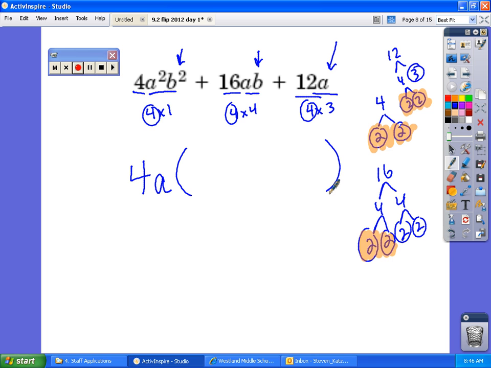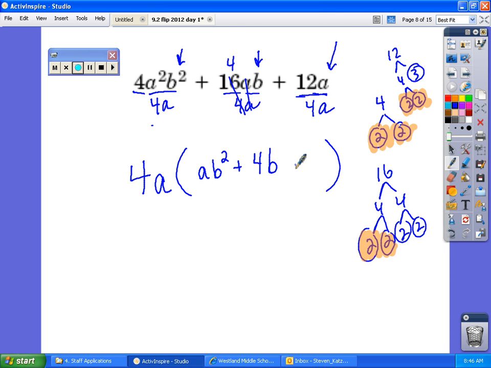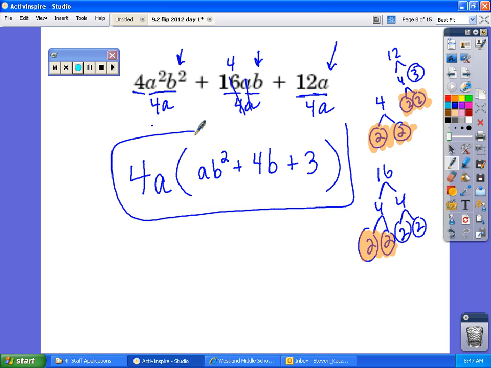Now, again, to find out what's left, I'm essentially dividing each of them by 4a. And when I divide each of them by 4a, for the first term, I'm left with ab squared. When I divide this one by 4a, you get 16 divided by 4. You get positive 4. The a's cancel out, b. And then when I divide this one by 4a, I'm left with just a positive 3. And this right here is the factored form.